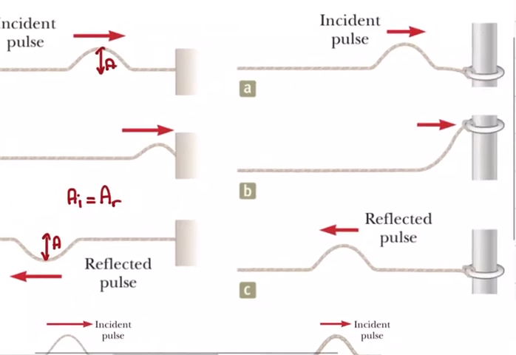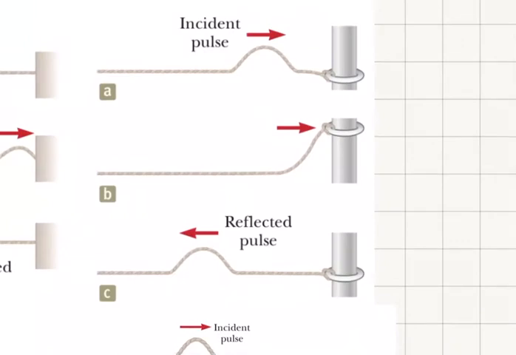If I look at a pulse traveling to a free end, then I will find that the pulse is reflected from the free end, but this time it is not inverted. However, the amplitude of the incident pulse and the amplitude of the reflected pulse will be the same again. Incident amplitude is equal to reflected amplitude.